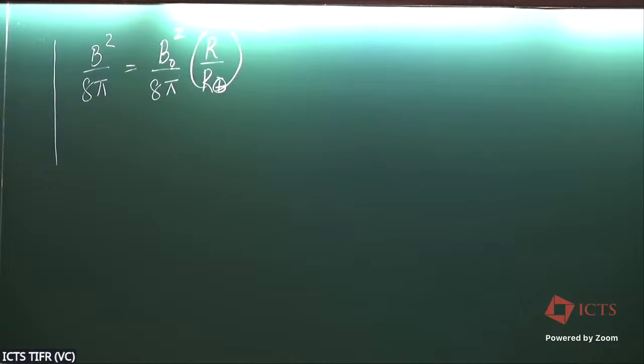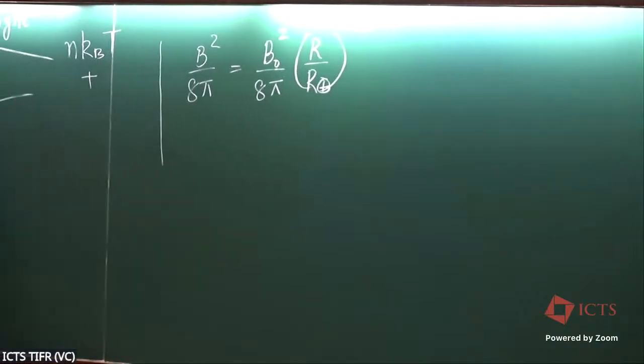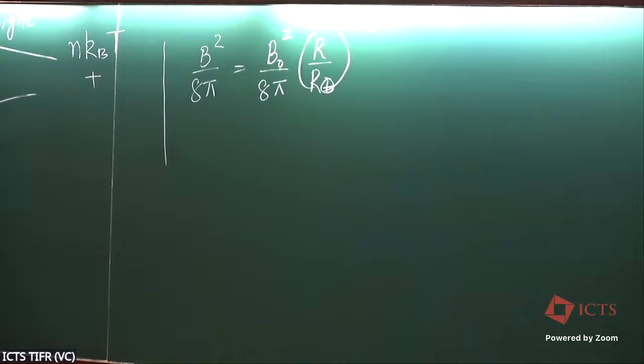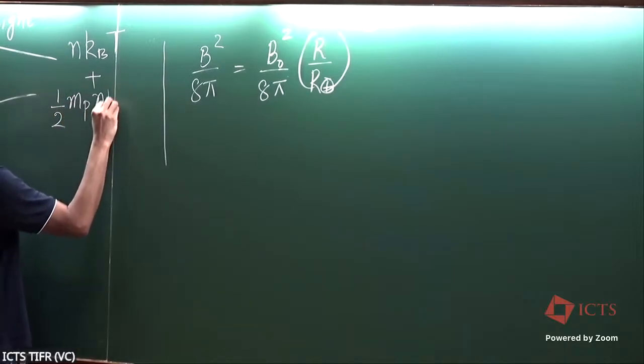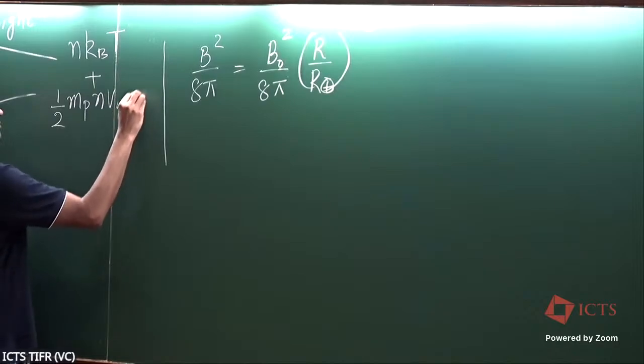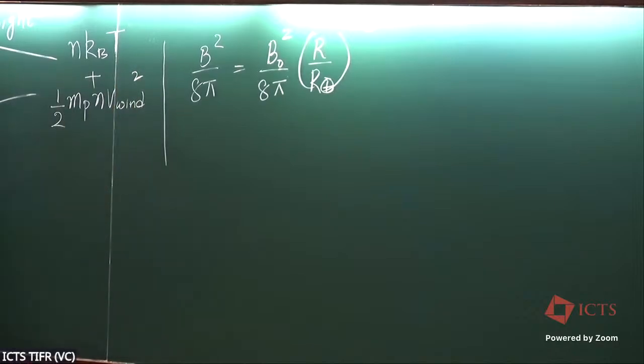One is simply the thermal pressure because of thermal motions of particles, right? So that is going to be NKT. That's just thermal pressure. Then there is ram pressure because there is bulk flow of the wind. So that is half rho v squared. Rho is the density.